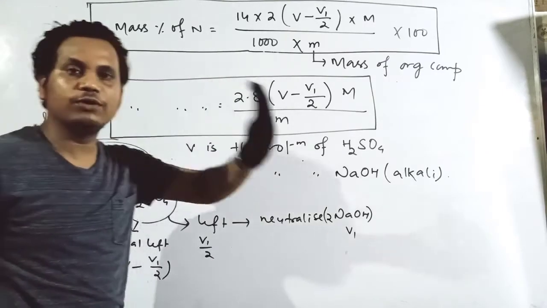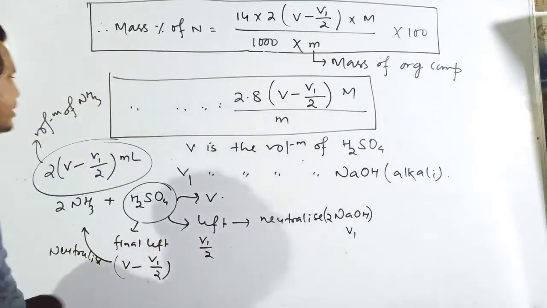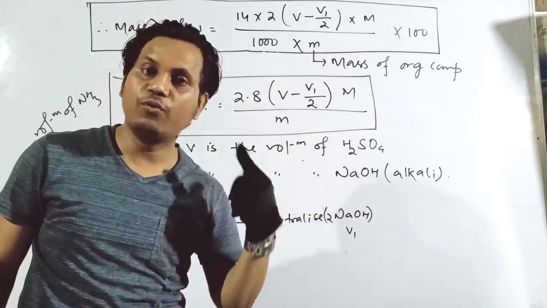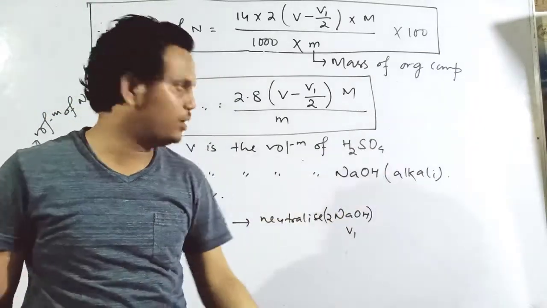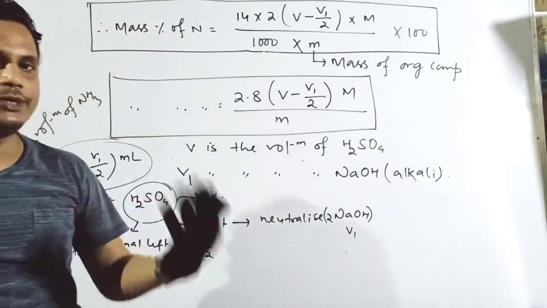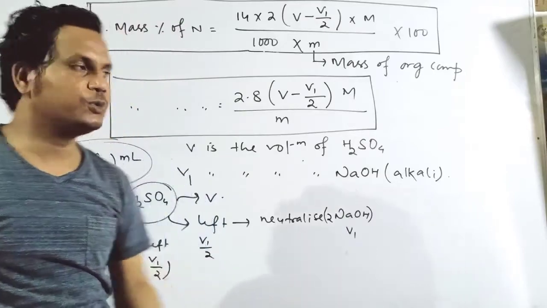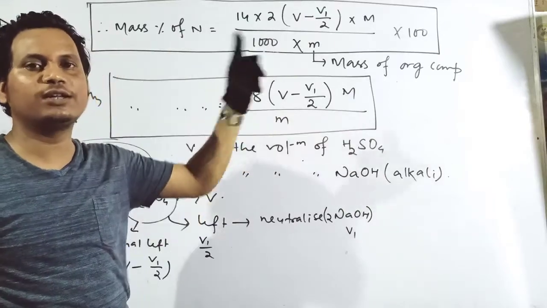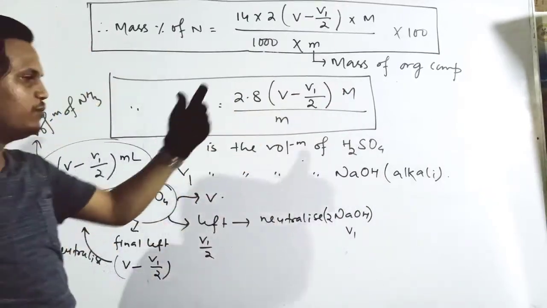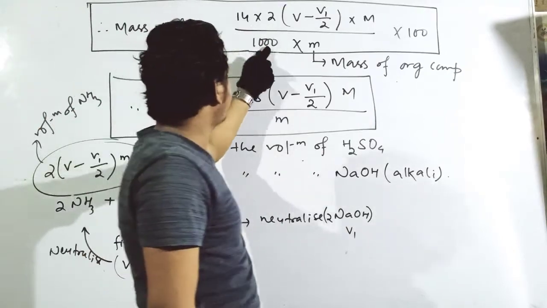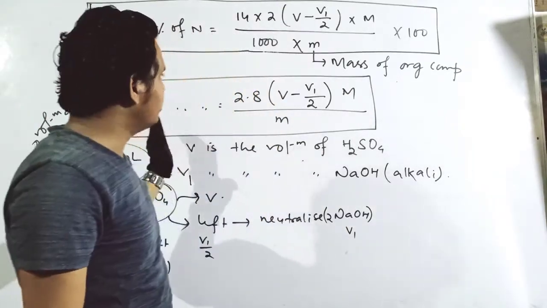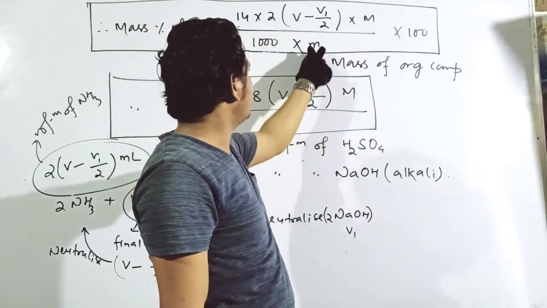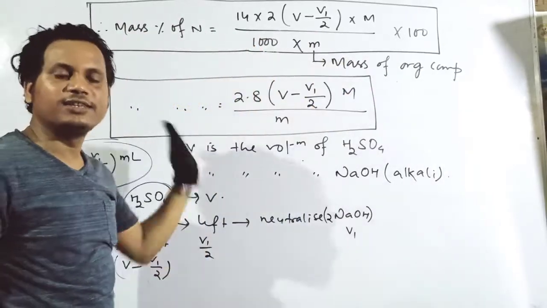Now from volume we will convert it to gram with the help of molarity. We have told that 1000 ml or 1 liter of 1 molar solution contains 17 gram ammonia, as I have shown in detail, or 14 gram nitrogen. So if 1000 contains 14, then 1 contains 14 by 1000. So this much volume contains 14 by 1000 into this, and with molarity. This is the mass of nitrogen by total mass into 100. In this way you can solve.